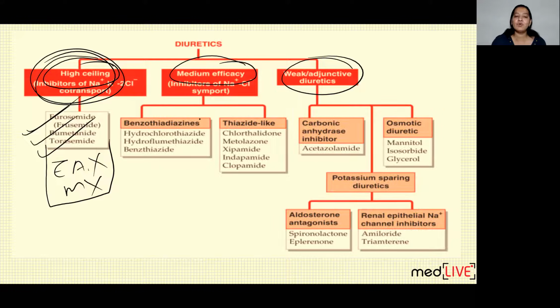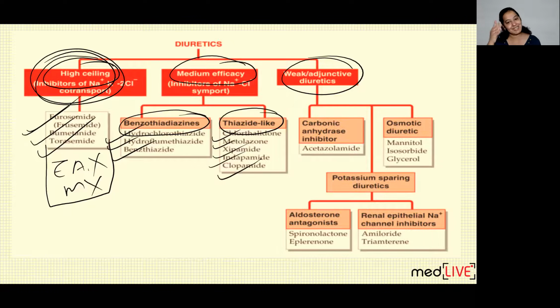Medium efficacy diuretics have two classes, benzothiazides and thiazide-like. In benzothiazides, there are hydrochlorothiazide, hydroflumethiazide, and benzthiazide. Among these, the prototype is hydrochlorothiazide. And in thiazide-like drugs, there are chlorthalidone, metolazone, xipamide, indapamide, and clopamide. These five drugs are thiazide-like drugs. Overall, in medium efficacy, the prototype drug is hydrochlorothiazide. You must learn the prototype drug. In high ceiling, it is furosemide. In medium efficacy, it is hydrochlorothiazide.